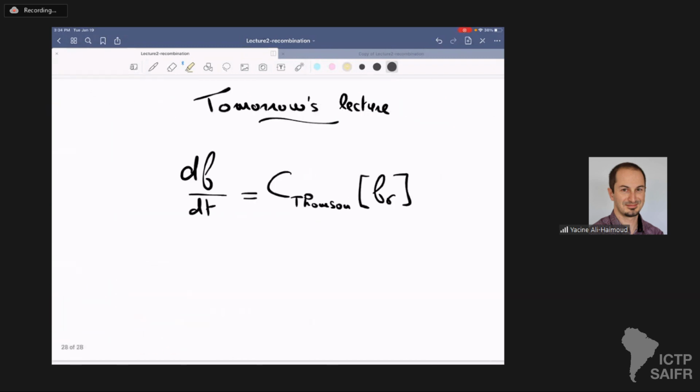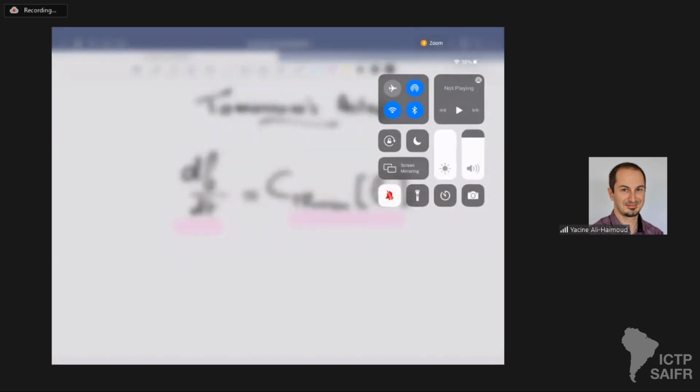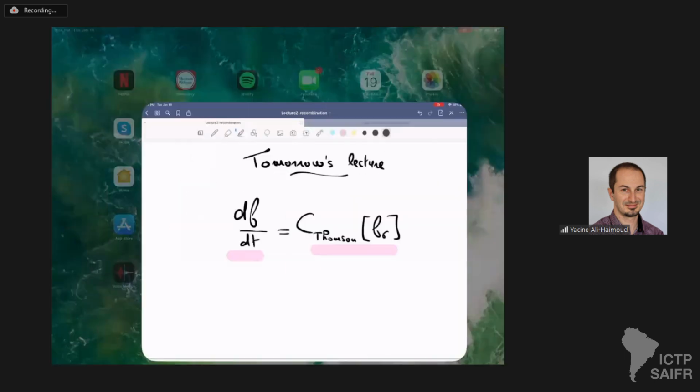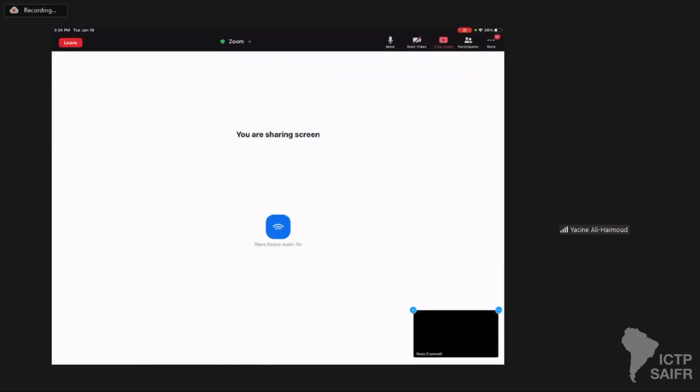All right, so this is the end of this lecture. And tomorrow, we will talk about the Boltzmann equation for photons. We will go in great detail, well, not solving, but writing down the collision operator, the Thomson collision operator, and talking about the left-hand side of this equation. Okay, so I will stop my sharing now, and I will take questions.